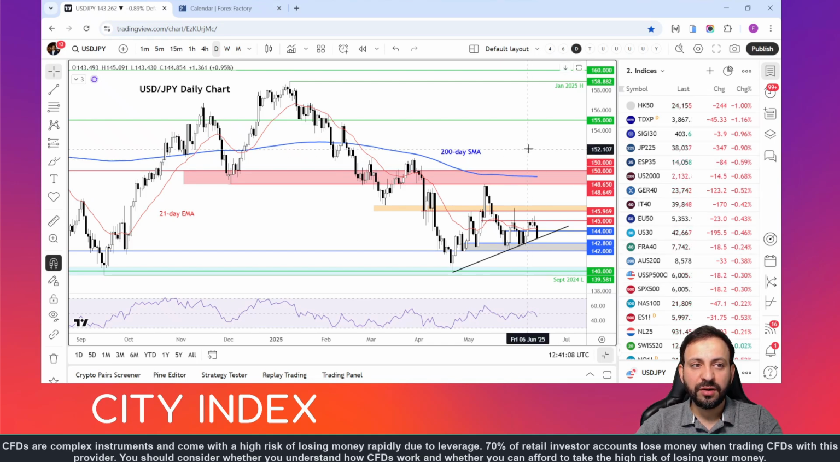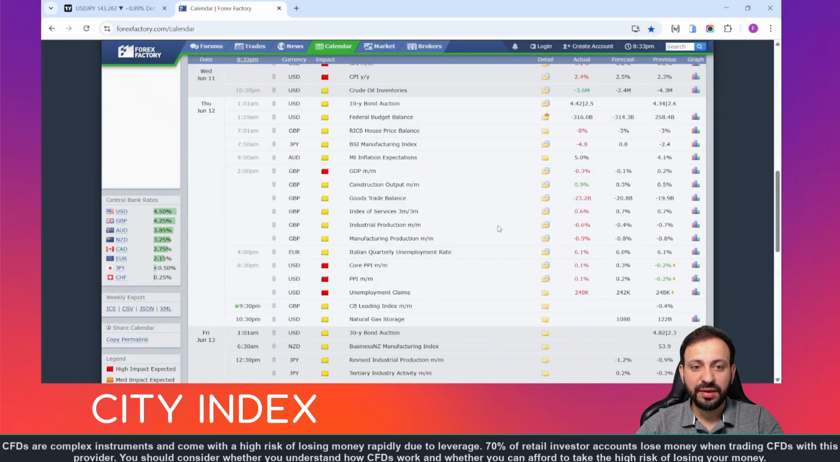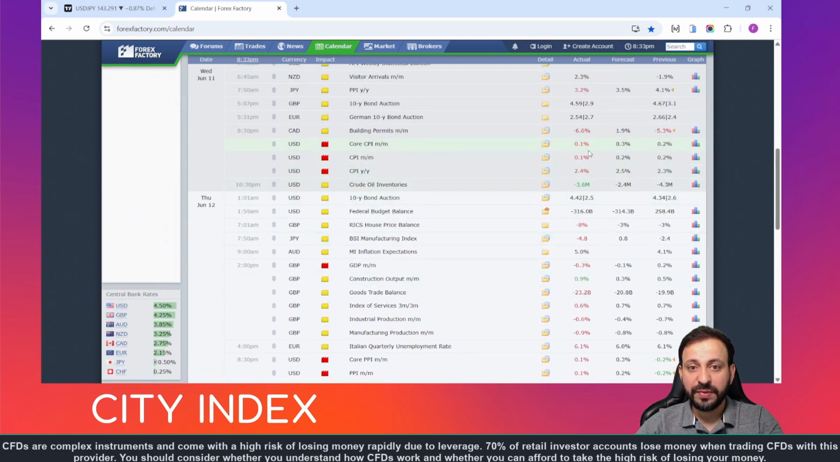So let's start with looking at the dollar yen first of all, because it is testing this bullish trend line, and a potential break below that could spell trouble for the bulls. We just had some inflation data from the US, once again coming in weaker than expected. This time it was PPI and core PPI, both printing 0.1% month over month. The unemployment claims jumped as well, which is not a good sign for the labor market.